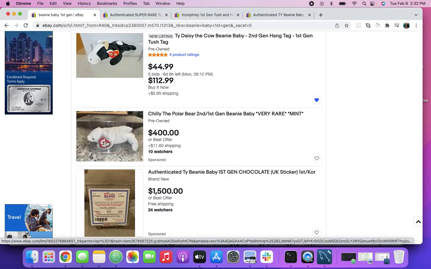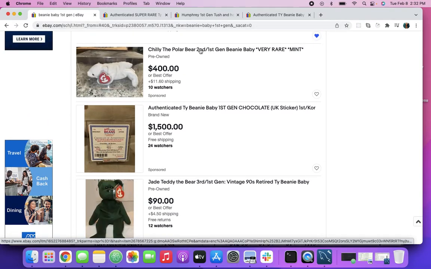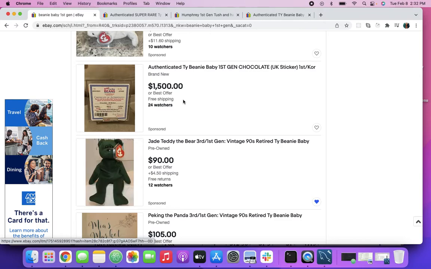This looks like a fake. Let's not worry about that. Whether it is or it isn't, this isn't a second gen. It's just an inaccurate listing.